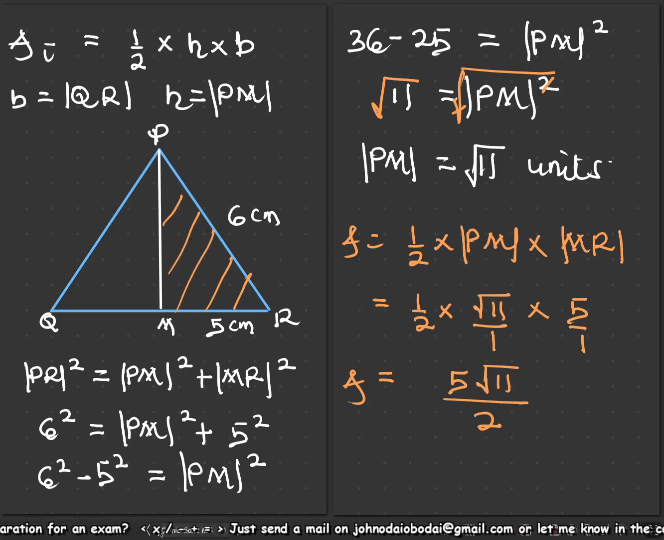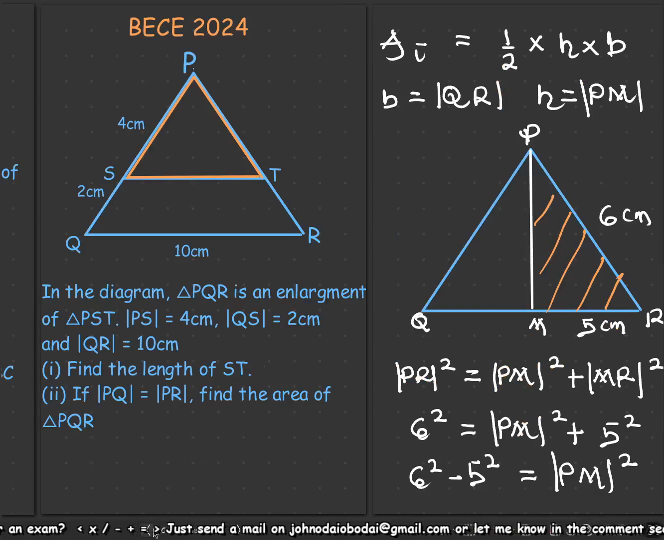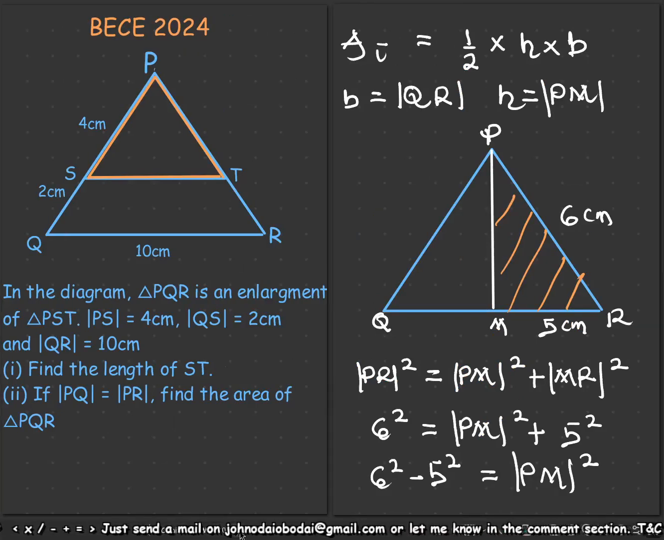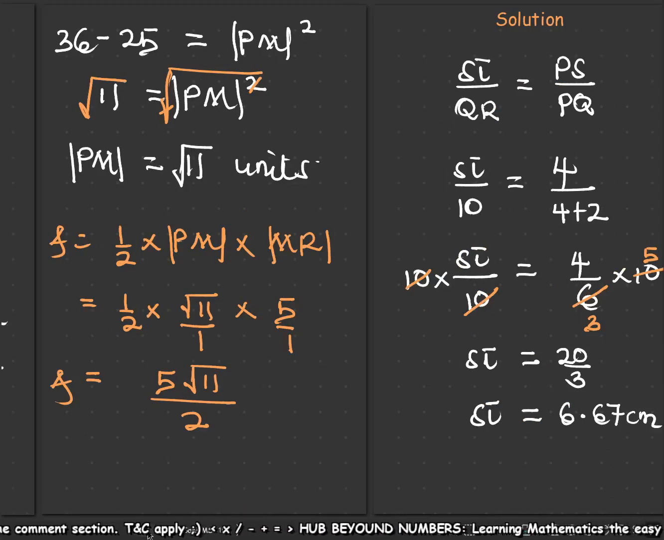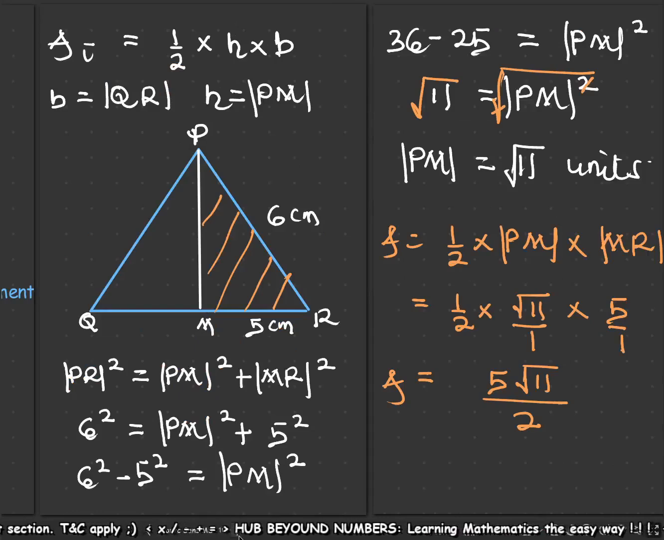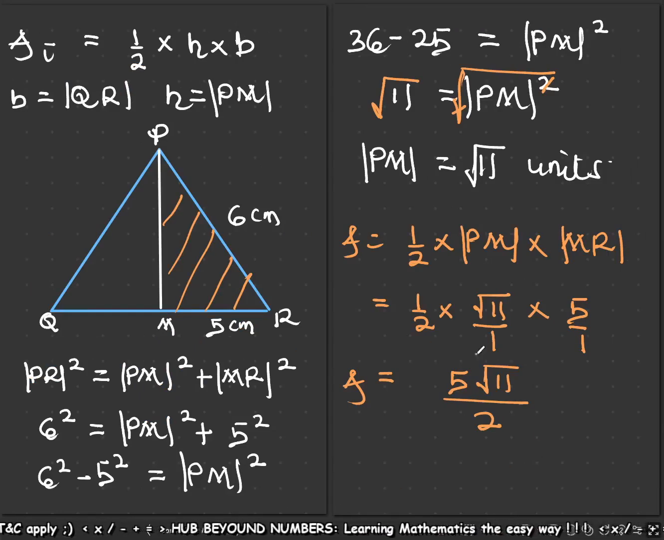You get it? But what did the question say? The question asked us to find the area of triangle PQR. PQR, this whole thing over here. And we've been able to find half of it. So that simply means the area of PQR is going to be 2 times what we have solved. That is 2 times of this.